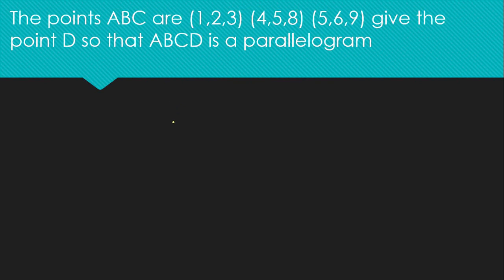So we're going to have 1, 2, which is going to be A there, so A is equal to 1, 2 and 3. B will be further along and further up, like that there. Okay, so that will be B, which is equal to 4, 5 and 8. C will be a bit further along and a bit further up, like that. That will be C there. Okay, C is equal to 5, 6 and 9.